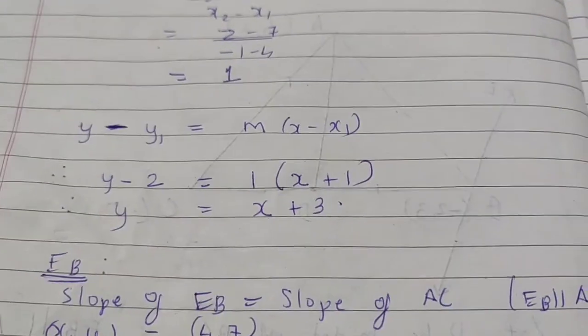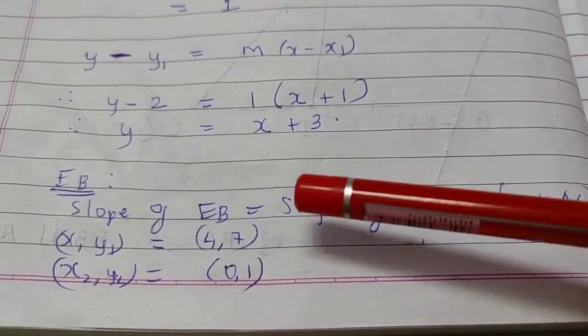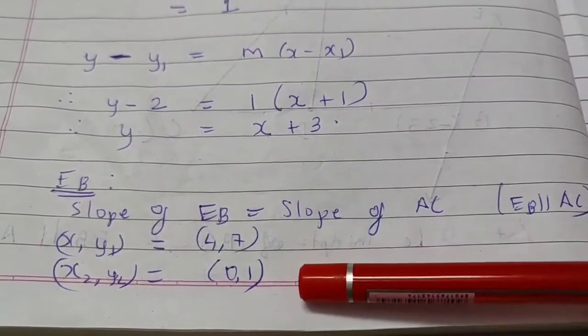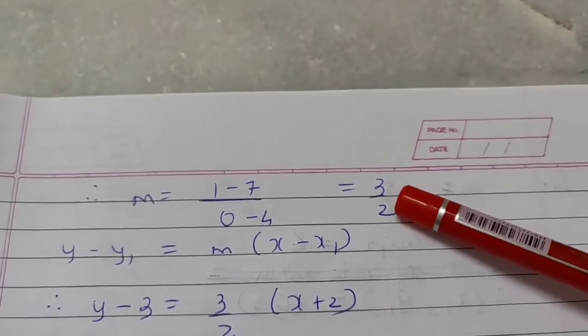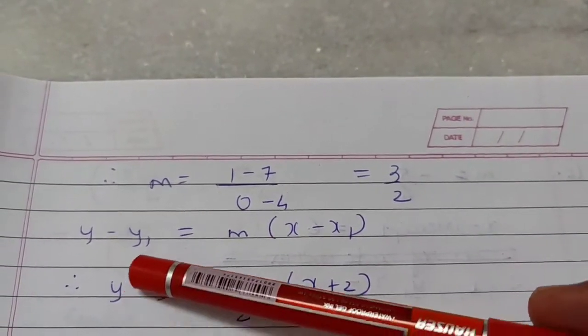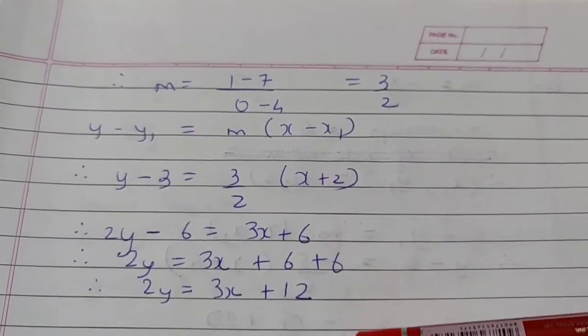So the slope of EB is equal to the slope of AC, since they are parallel, to mention that. And I have 2 points, so using that I can find the slope. And once I find the slope, and I already have at least 1 point, I can use the slope point form again to substitute and get the equation.